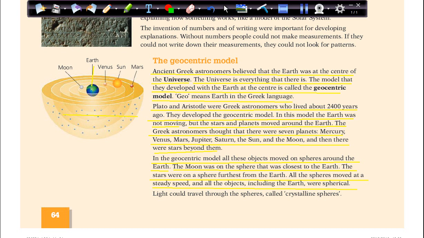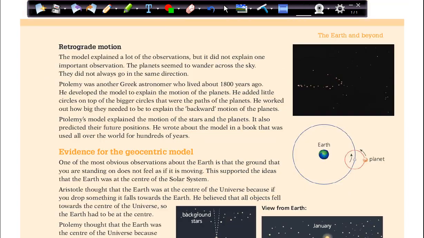So as you can see here, they thought that the Moon is the closest to the Earth, and here the planets are furthest from the Earth, and they are moving at the same speed, including the Earth. Here, all of them were spherical. Light could travel through the spheres, called crystalline spheres. So they called the spheres that light could travel through crystalline spheres.